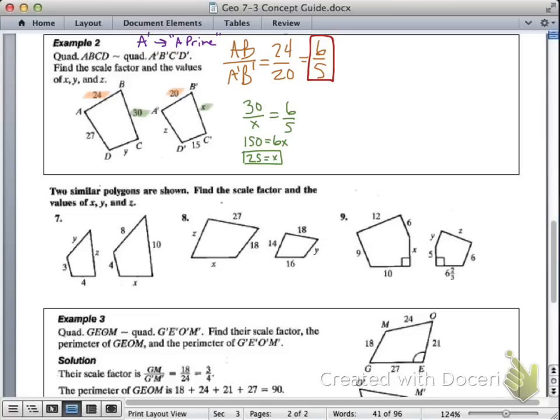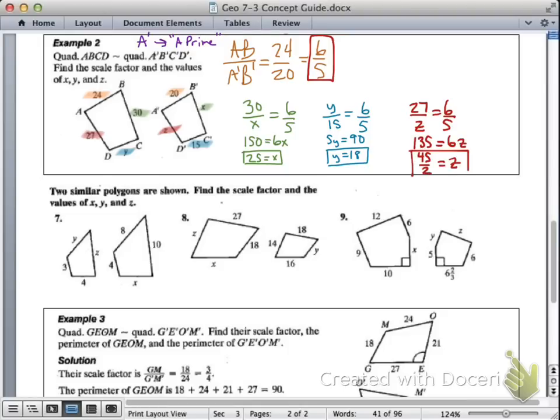And then we'll continue. DC and D prime C prime give us Y over 15 equals 6 over 5. The only thing to be careful of here is, since this is 6 to 5, left to right, make sure we go in the order. If you get these things backwards, you're obviously going to get the wrong answer. So Y ends up equaling 18 when we solve by cross multiplying. And then we'll do the same thing for Z. 27 over Z equals 6 over 5. Solve and get Z is equal to 45 over 2.